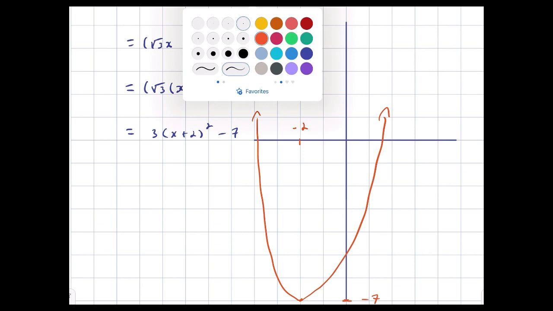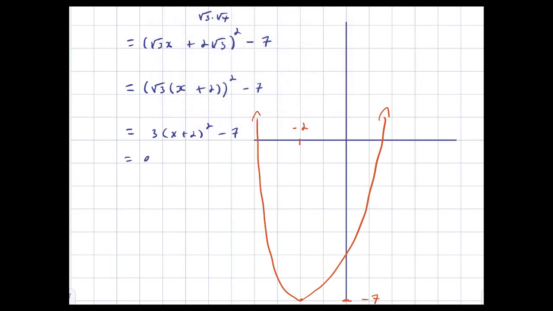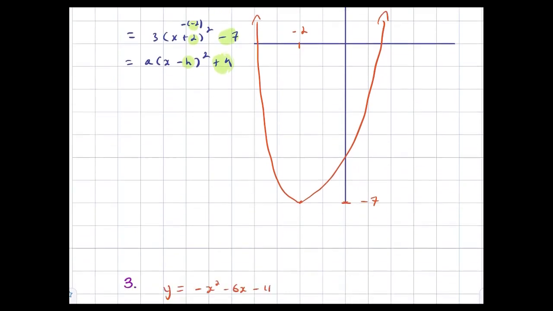And so again, this is just because this is a x minus h squared plus k. So this lets me know that the k is -7, and the h is -2. So the h is going to be -2 there. Okay, next one. Here we go.